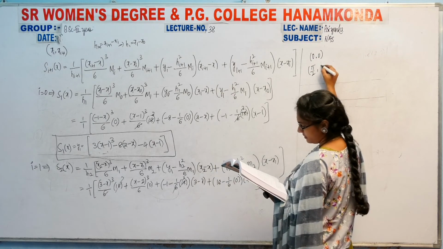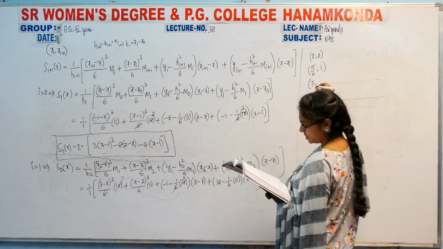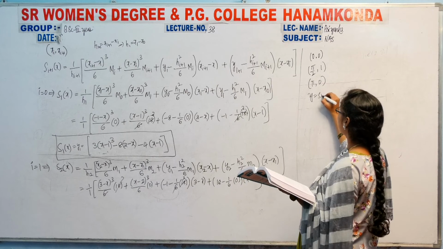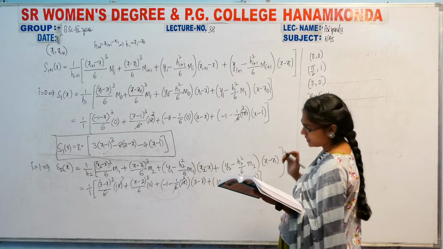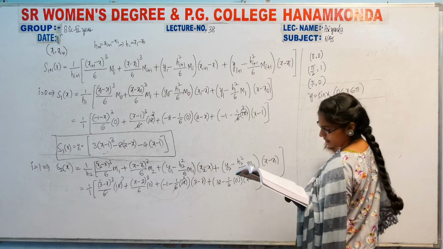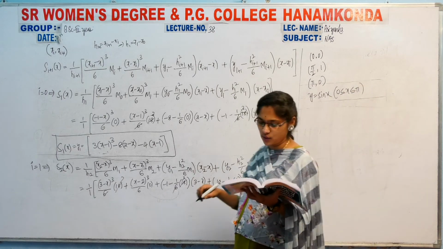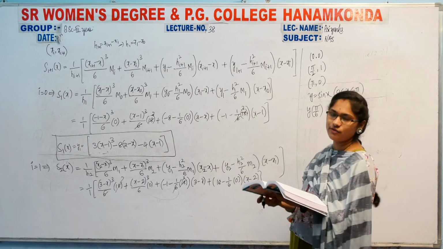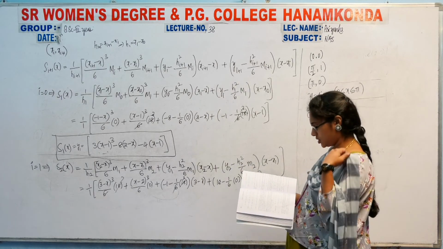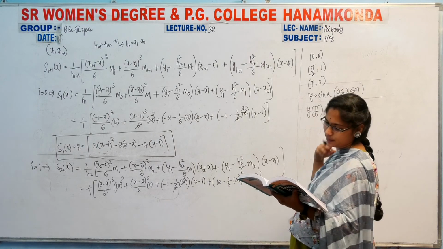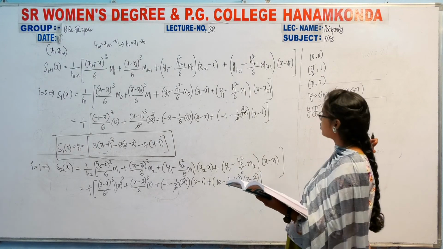(pi/2, 1), (pi, 0), satisfying the function y equal to sin x, which lies between 0 to pi. Determine the value of y of pi/6 using the cubic spline approximation.